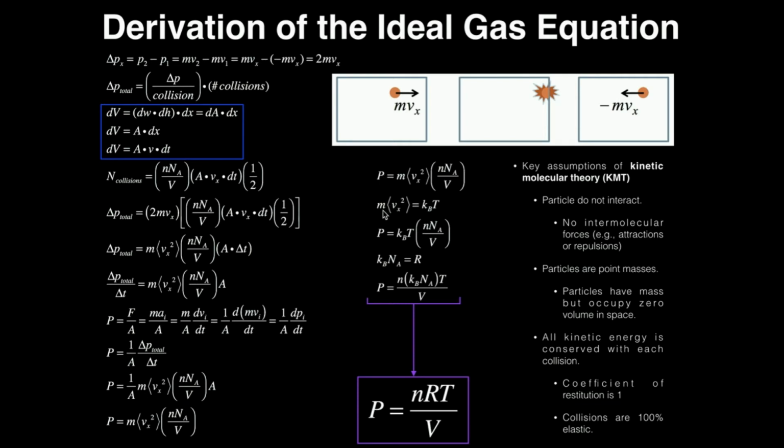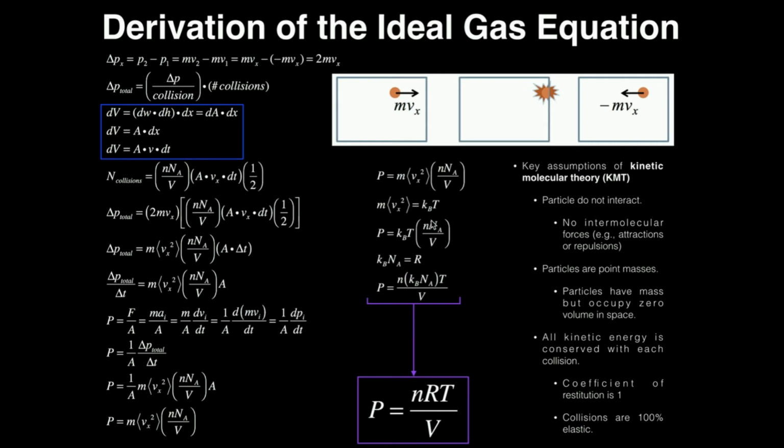Now, one substitution. Mass times the root mean square of the velocity, this turns out to be equal to Boltzmann's constant times the temperature. So I can now make that substitution by this term out in front. So the pressure is equal to Boltzmann's constant, k sub B, times T, times this concentration term.